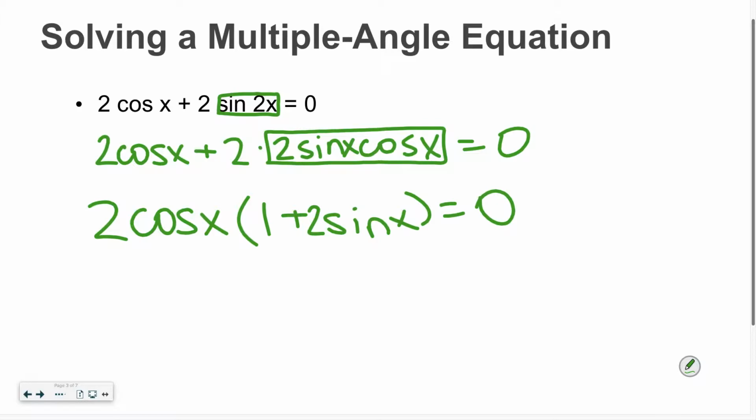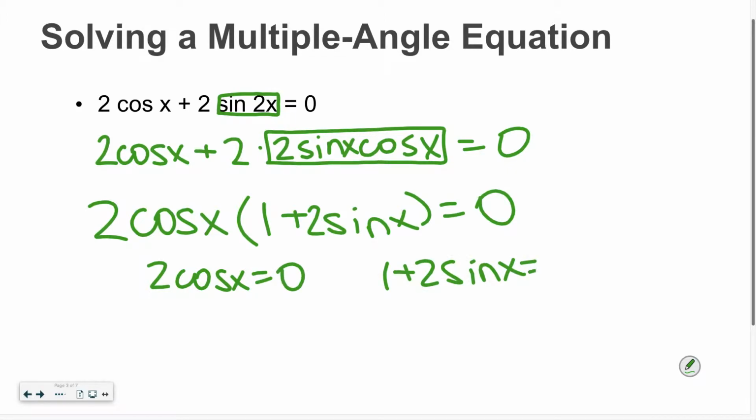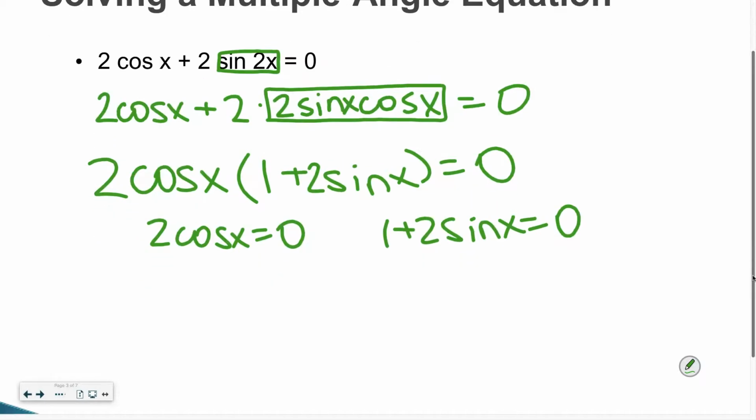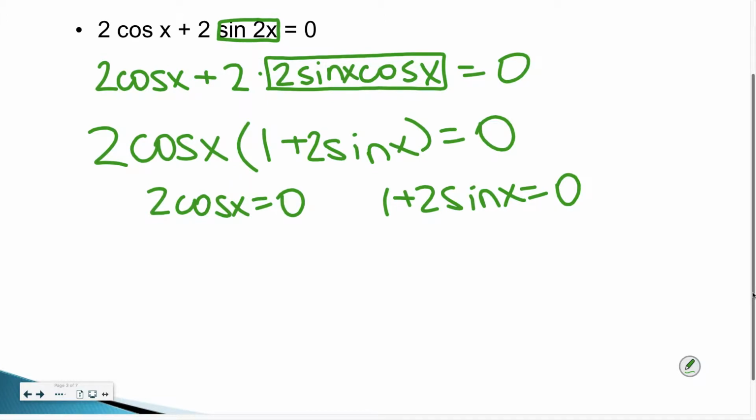Okay. So now, we've done something like this before, right? We can set each of these equal to 0. Here, this just means the cosine is 0. Where does that happen?